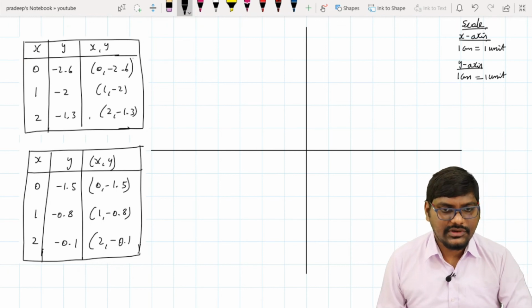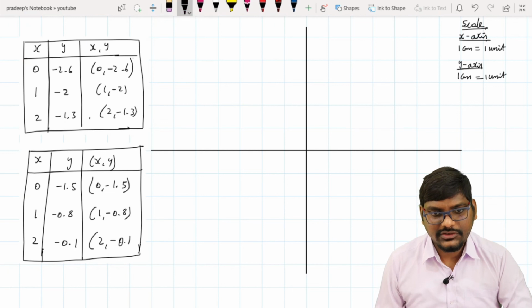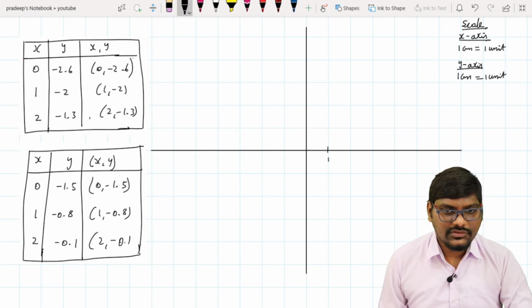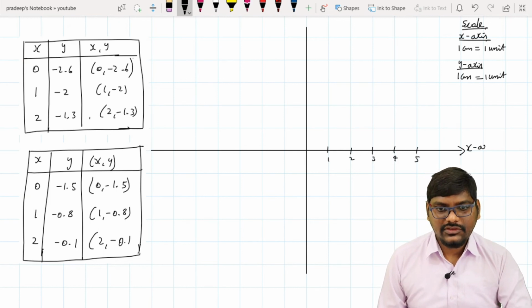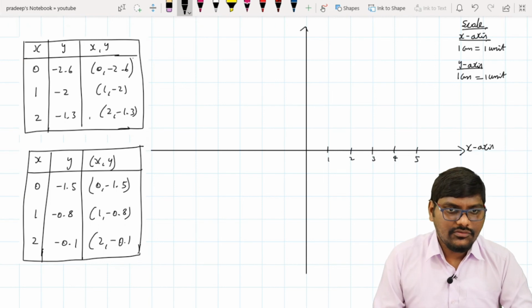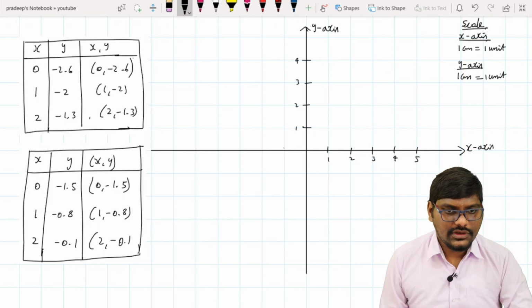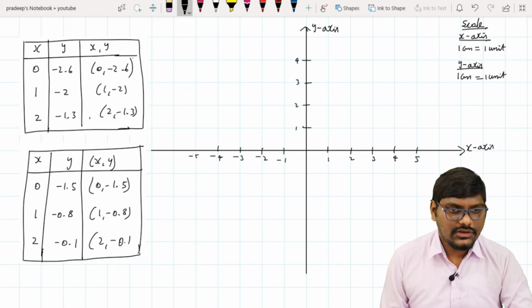See, this is 1 centimeter we are taking. This is 2nd centimeter. This is 3rd centimeter. So we are just representing that. So this is 1, this is 2, 3, 4, 5. These are the representation of the centimeters. Okay. So this is x-axis and this is y-axis. So this also I can write as 1, 2, 3, 4. So here also I can write -1, -2, -3, -4, -5.